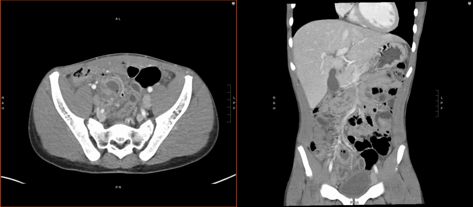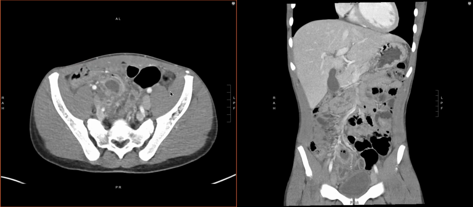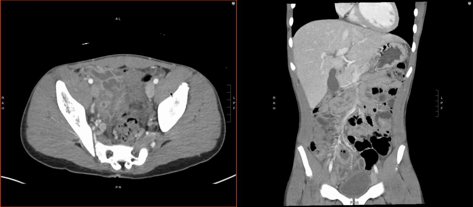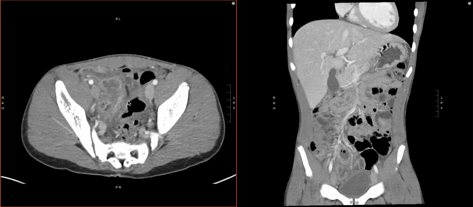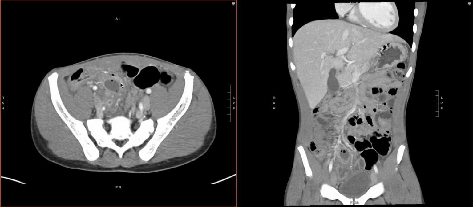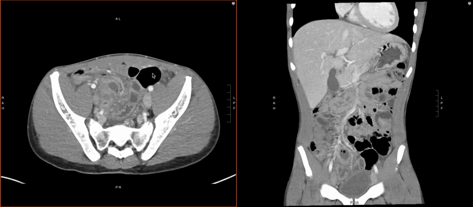So we have this abscess here, and if we measure it, it's about 2 centimeters, and then maybe a little contained abscess here, not very large. So in the end, we do have our abscess here, prior perfed appendicitis, and then you can think about, is this accessible from a percutaneous approach?